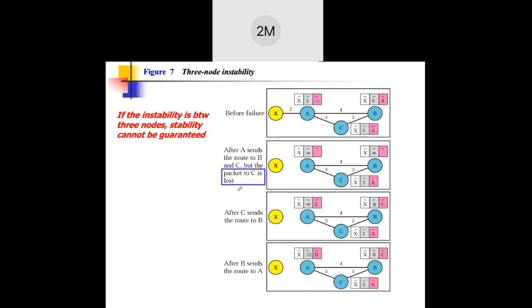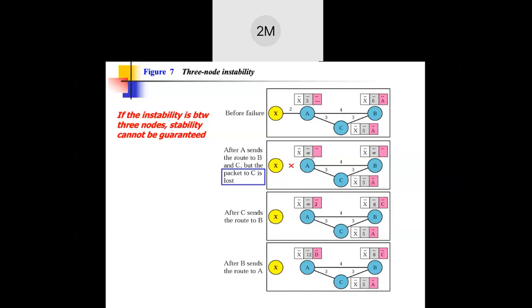Another problem which is called three node instability. This is a critical problem. Now, the same two node instability, you can extend it to three node instability. Check the figure, then we'll discuss. Now A, B and C, they are connected. X is connected, so the table entry is X. Now it is disconnected.